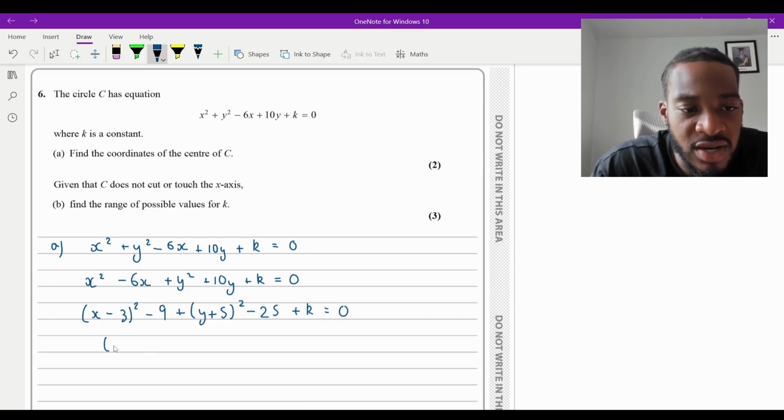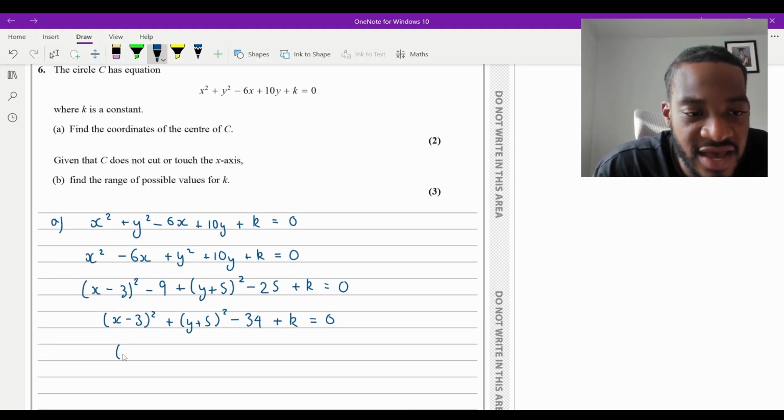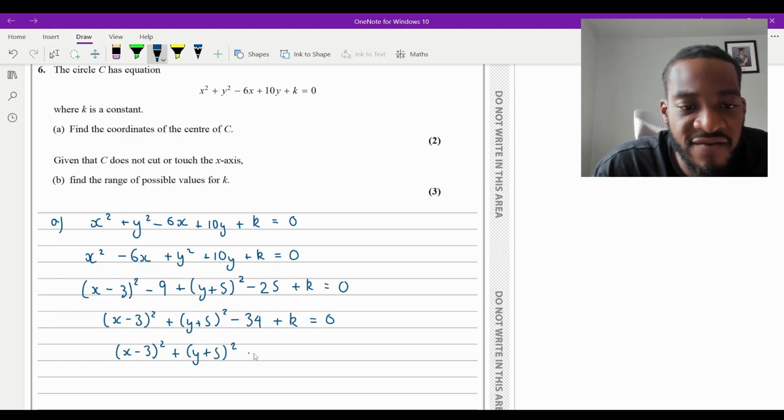Now, we've got x minus 3 all squared, plus y plus 5 all squared. And then we've got minus 9 minus 25, that's going to be minus 34, plus k is equal to 0. Now I'm just going to move this to the other side. So we have x minus 3 all squared plus y plus 5 all squared. If I move the negative 34 over first, it becomes positive 34, and then take away k.